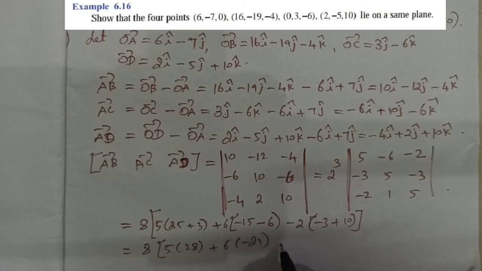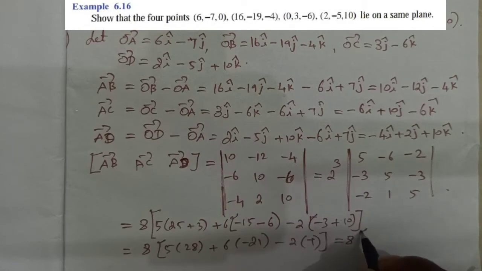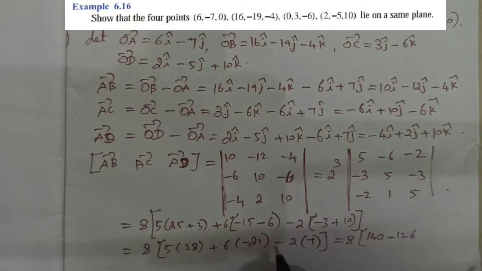21. So here, minus 2 into 7. Okay, which is equal to 8 into, this is 140, here minus, 6 ones are 6, 6 twos are 12, 126, here minus 7 twos are 14.